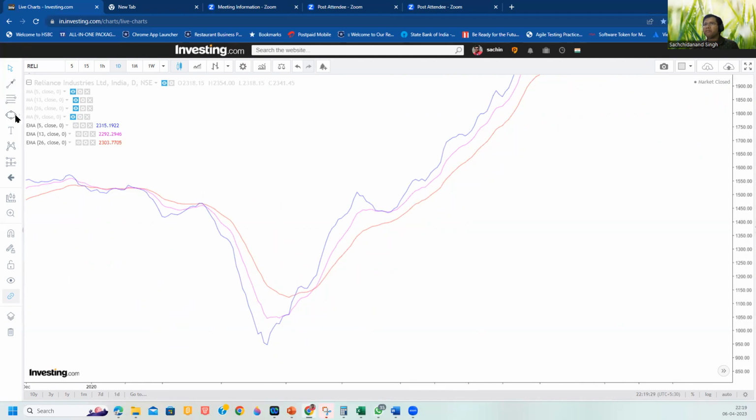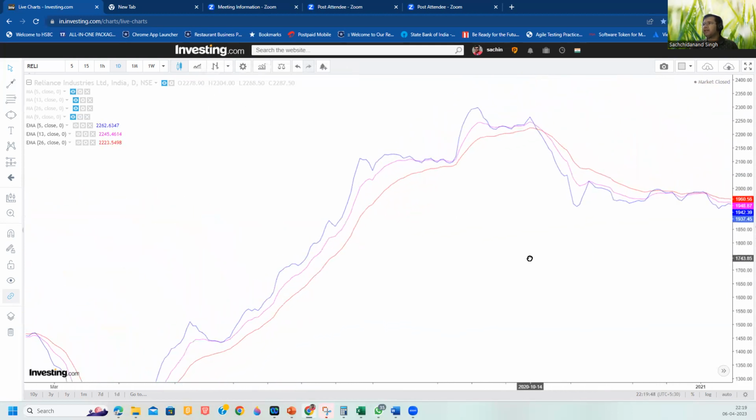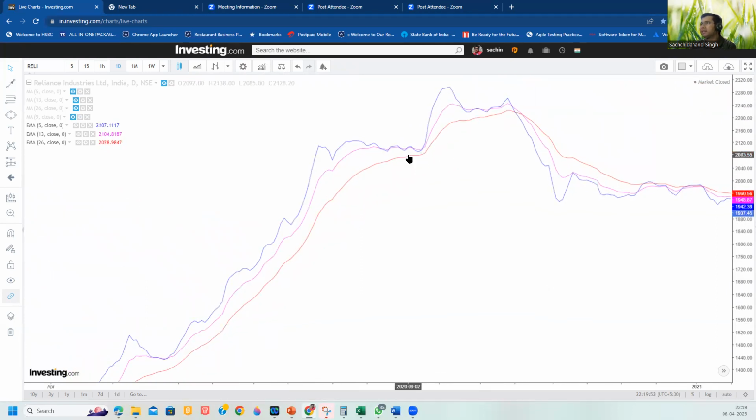So this will become your ideal entry point, somewhere here when the complete crossover is happening. Depending on your budget and investment capacity, you can take a long entry here. And when the negative crossover is happening, see, it crosses here first the 13, but it did not cross the 26 one. So still you can be there in the market. You can wait till this point, till the complete negative crossover happens.